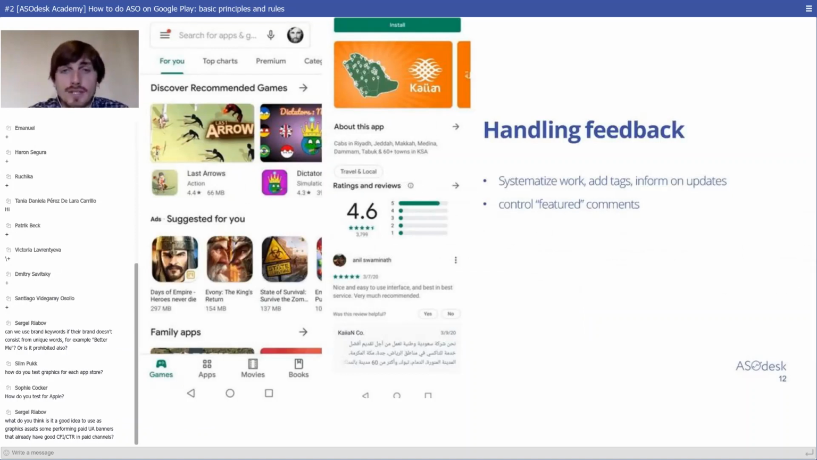Another important thing about handling feedback is systematization of work, adding tags, informing on updates. Why is it important? Imagine you are starting to work with an app and you are getting 5 reviews daily. In a month, you are getting 10 reviews daily. In 2 months, you are getting 20 reviews daily. So after some time, you are getting totally lost in this tsunami of reviews. So it is a very professional attitude to start systematizing this job from scratch.